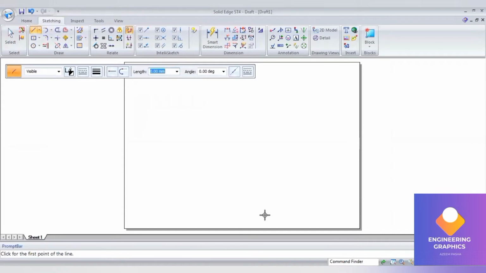Okay, first I will take one reference line. From there I'll consider the base length 50 mm, angle 30 degrees. Again length is 50, angle 150. Again length is 50, angle is 210 degrees. Then join. Okay, so since it is a square prism, the height I'll consider 60 mm, more than 50.